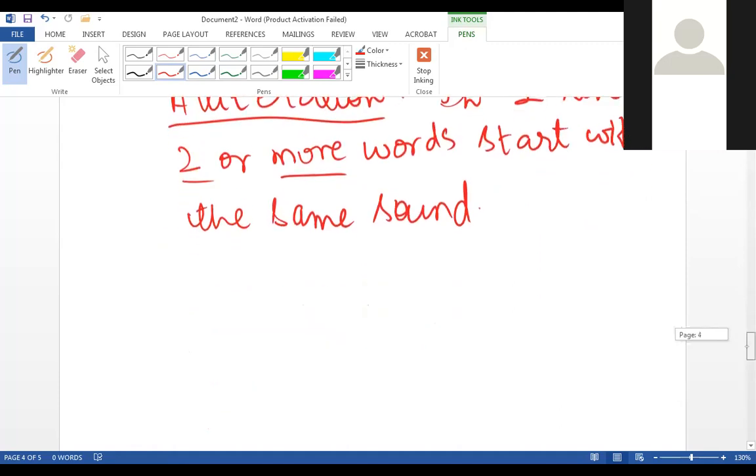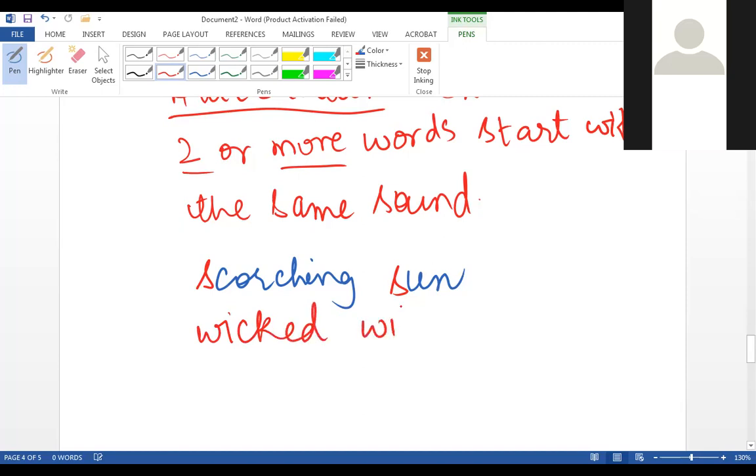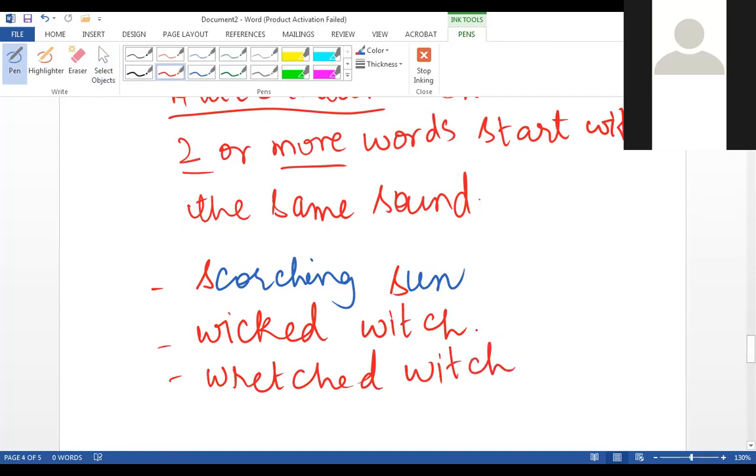So, can you tell me which is an alliteration over here? All right, so scorching sun, wicked witch, and then we have the others. Which one is two or more words that start with the same sound? So which one is an alliteration and which one is not? Are all of these alliterations? No, we're not going to work out with that. You have to explain, beta. You have to tell me which one. You have to say the example basically.